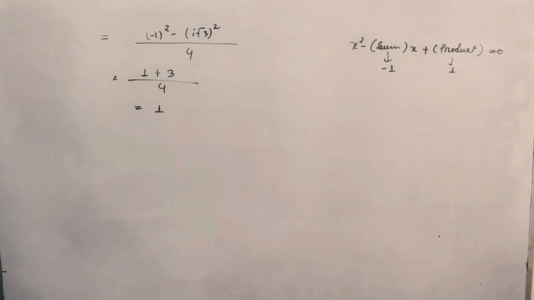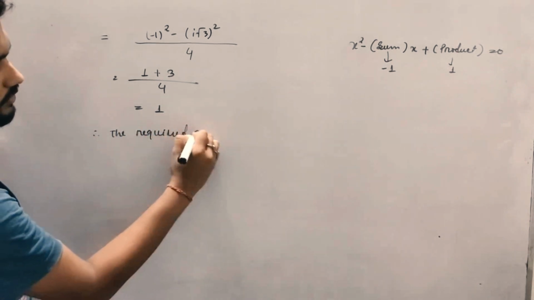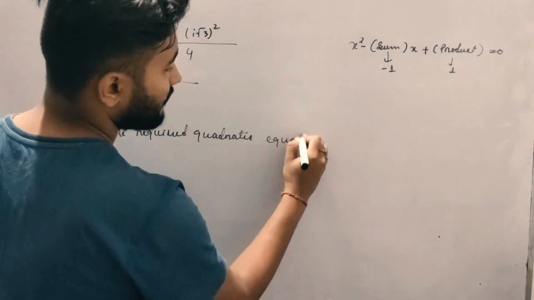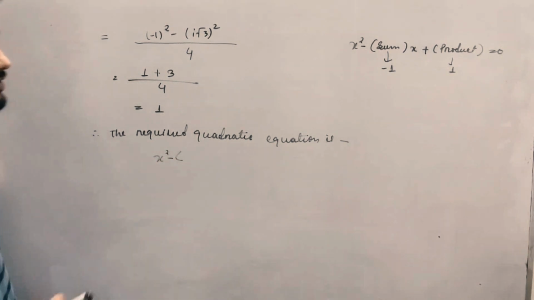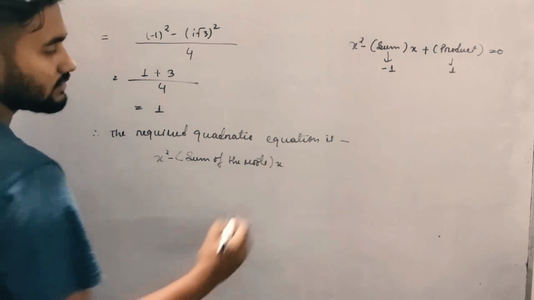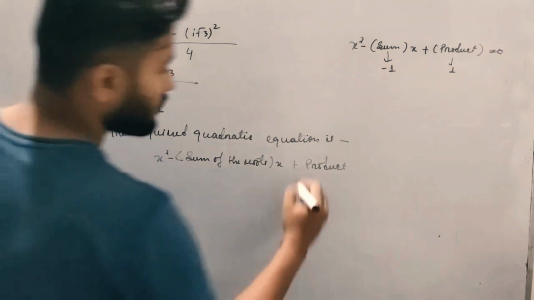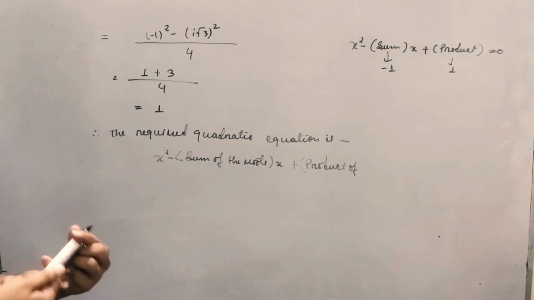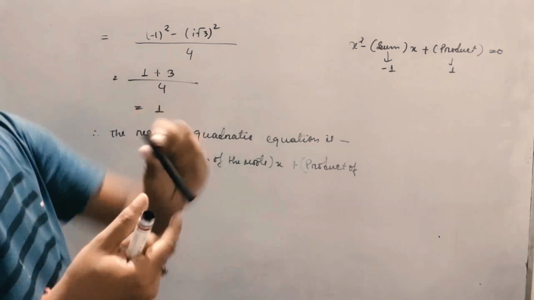Therefore the required quadratic equation is, what is the formula? x square minus sum of the roots, x plus product of the roots. Plus product of the roots, okay.